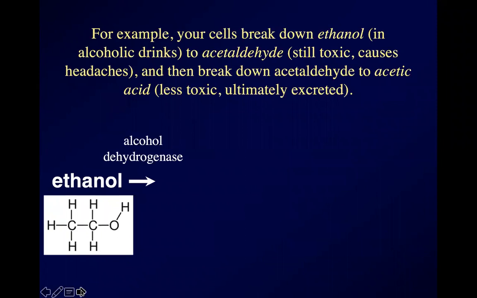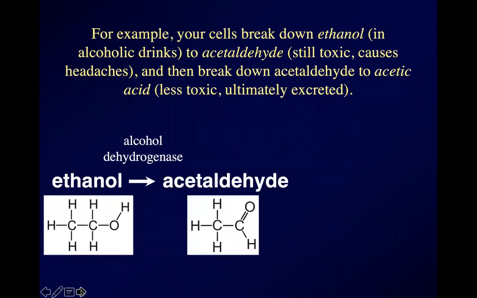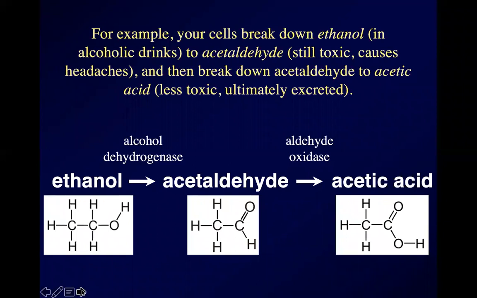Alcohol dehydrogenase converts that ethanol to a molecule of acetaldehyde, which is what that looks like. Acetaldehyde is still nasty, so a second enzyme that your liver cells make called aldehyde oxidase converts acetaldehyde to acetic acid, and acetic acid you can deal with. Acetic acid can be broken down further or ultimately excreted, but it's not nearly as toxic as ethanol or acetaldehyde is.